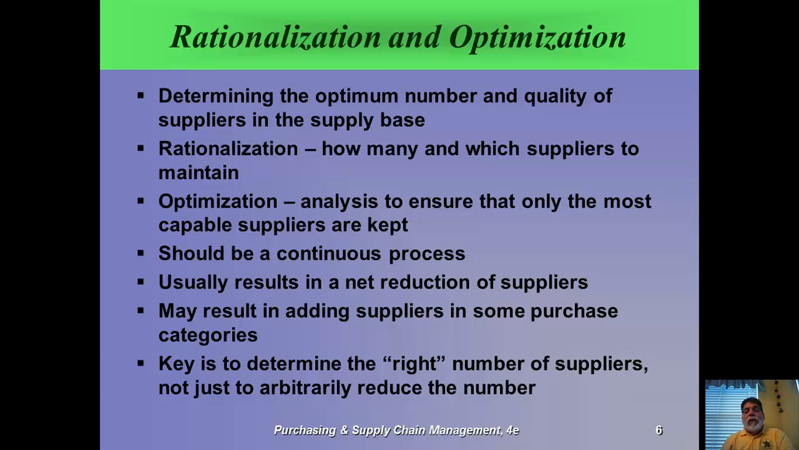Now, one of the things that happens is that there's a net reduction of suppliers, and that's because we don't need, generally, with most companies, a whole bunch of suppliers. You want to have a smaller set of suppliers so that you can work with them on a regular basis. Now, in some cases, you may add suppliers. And with the bottom bullet, we're taking a look at what is the right number of suppliers. Again, Goldilocks. It's not too hot, not too cold, but just right, just like the porridge.